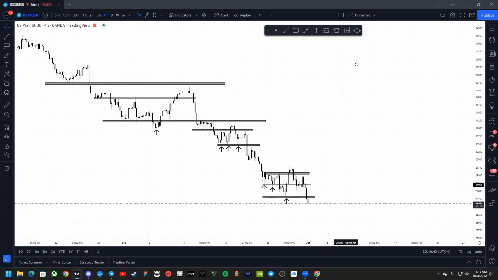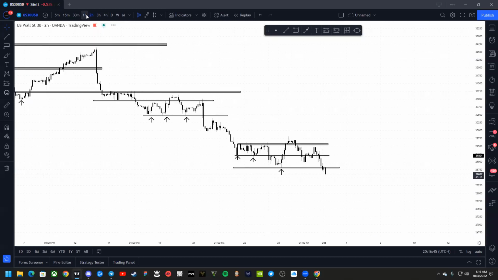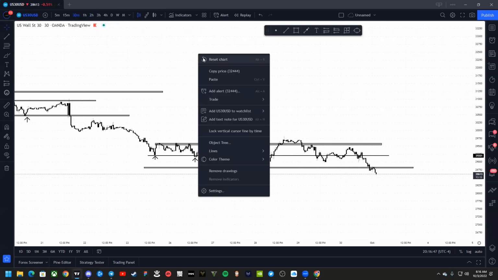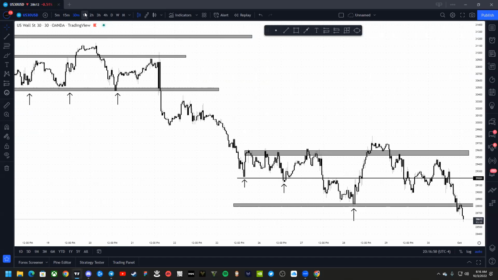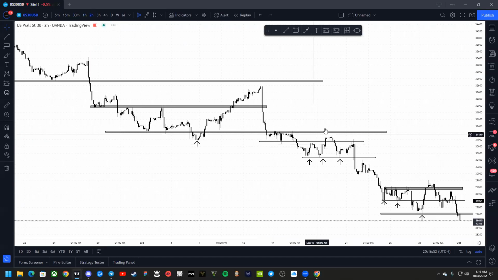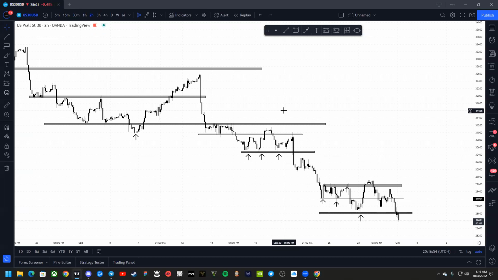I want to look at US30 and stuff though, because I'm going to label some of this so y'all can copy it and use it on your charts. I'm not going to go over all the charts because I'm pretty tired right now.